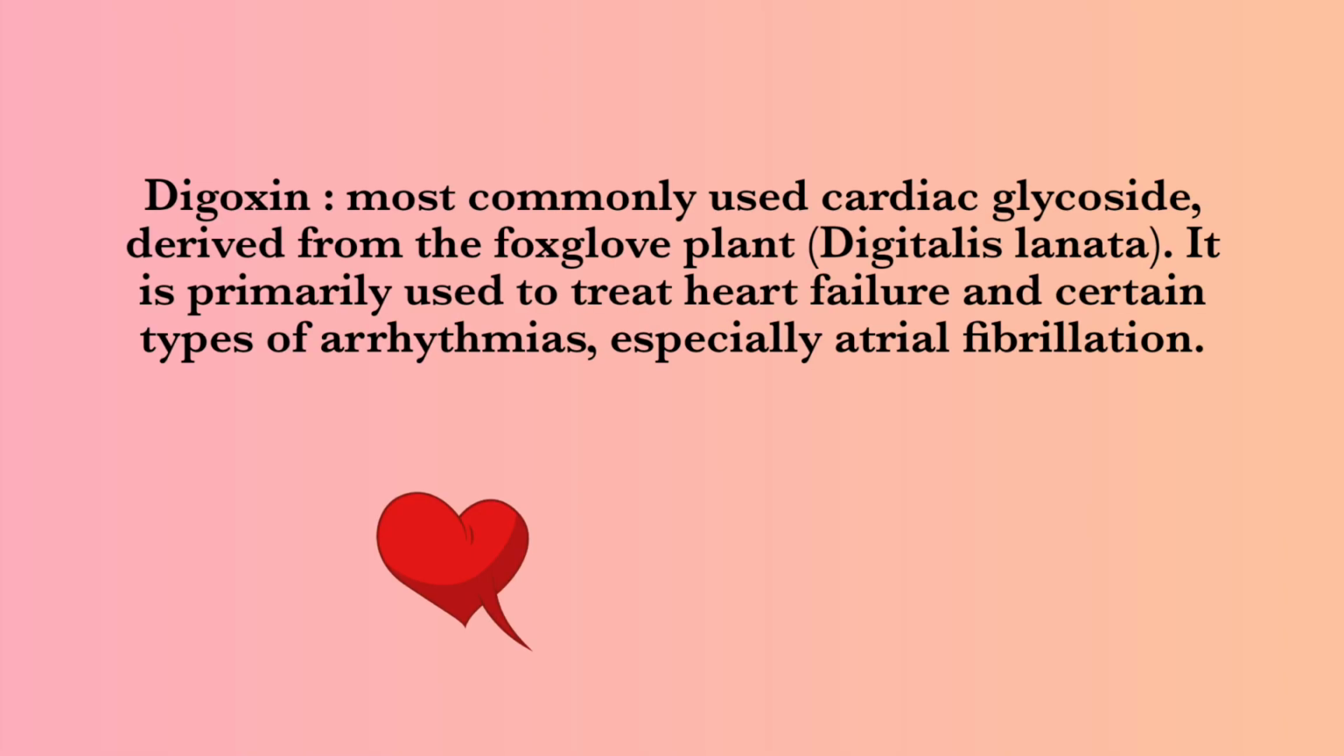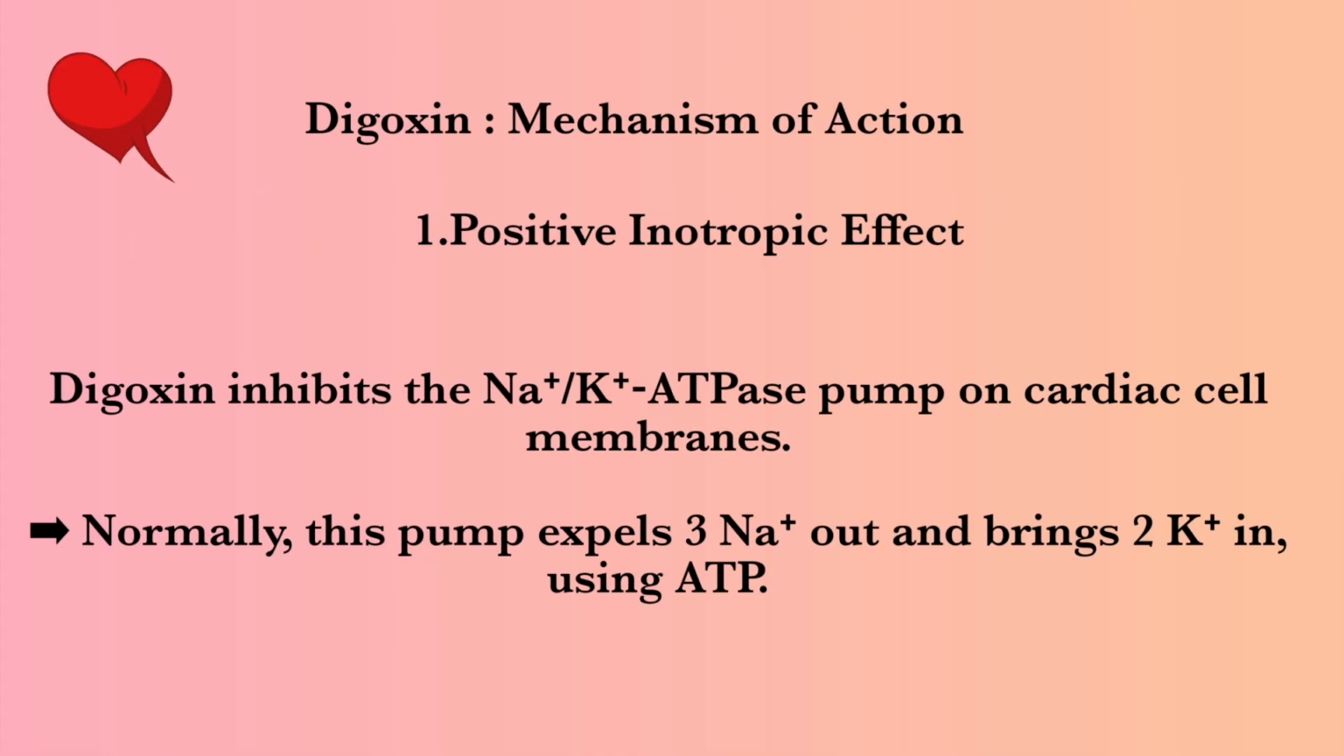Digoxin is the most commonly used cardiac glycoside derived from Digitalis lanata plant. It is primarily used to treat heart failure and certain types of arrhythmia. Now try to understand its mechanism of action. Digoxin works by showing positive inotropic effect as well as negative chronotropic effect.